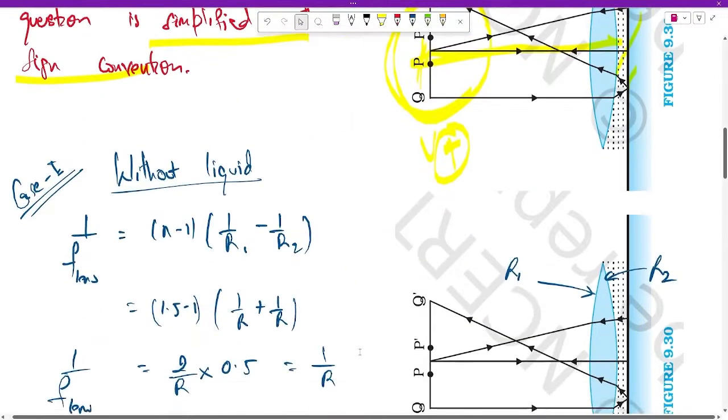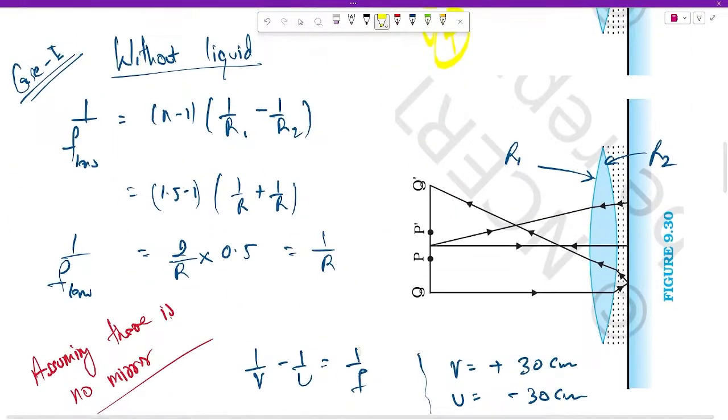So let us assume the case when there is no liquid. When there is no liquid, we can calculate the focal length of this lens as 1 by focal length of the lens equals (n minus 1) times (1 by r1 minus 1 by r2). This is the lens maker's formula, where n is the refractive index of the glass used to make this lens, and r1 is the radius of curvature of this side, and r2 is of this side.